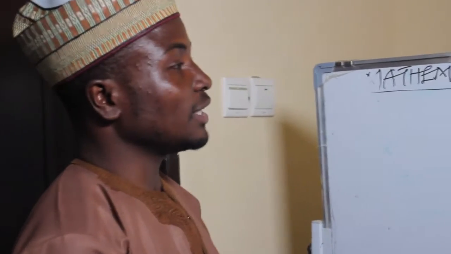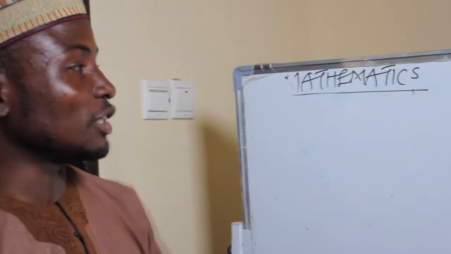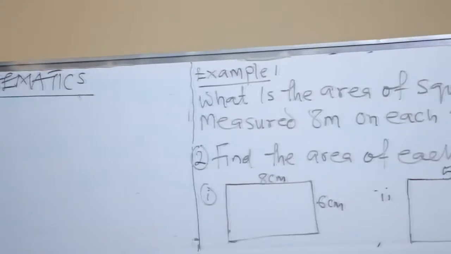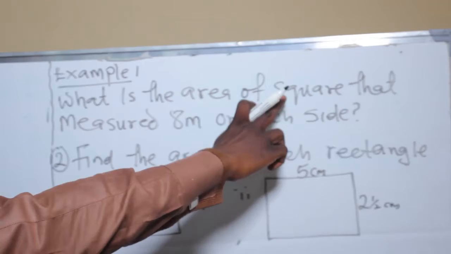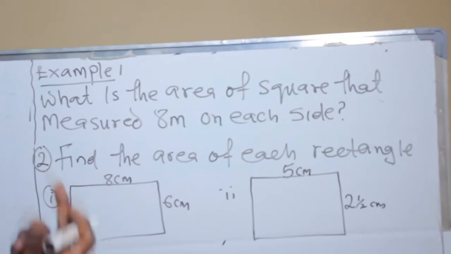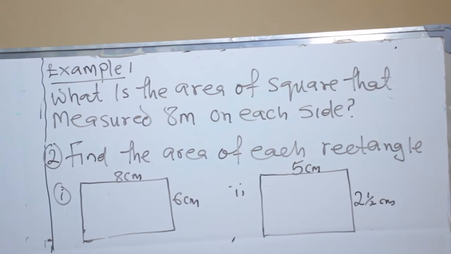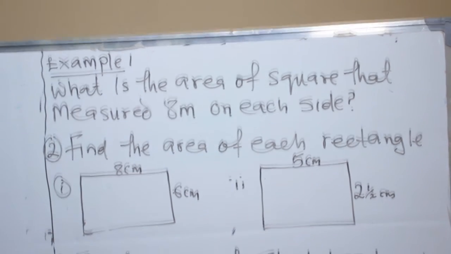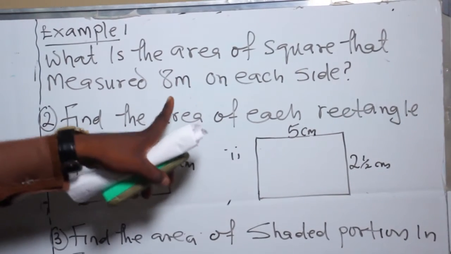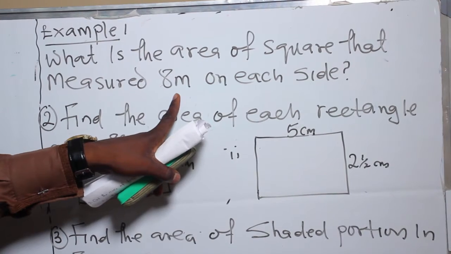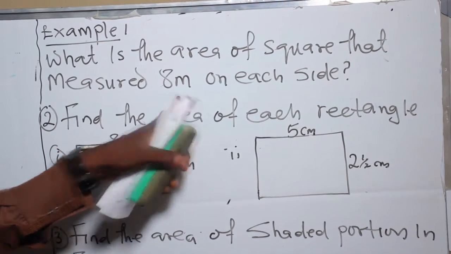Now, the example of how to calculate the area of the plane shapes. We have the first example here. The question said, what is the area of a square that measured 8 meters on each side? We have already explained that all the sides of a square are equal. So when they give us that it measured 8 meters, then we should know that all the sides are 8 meters.